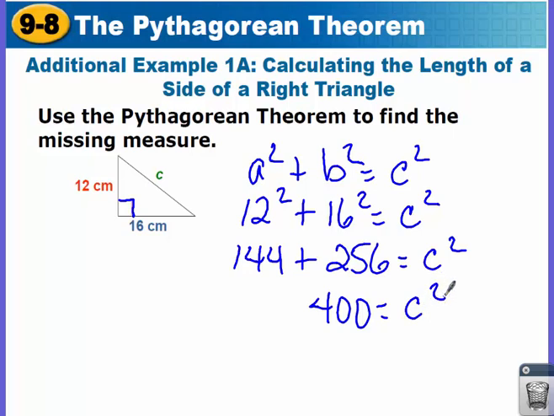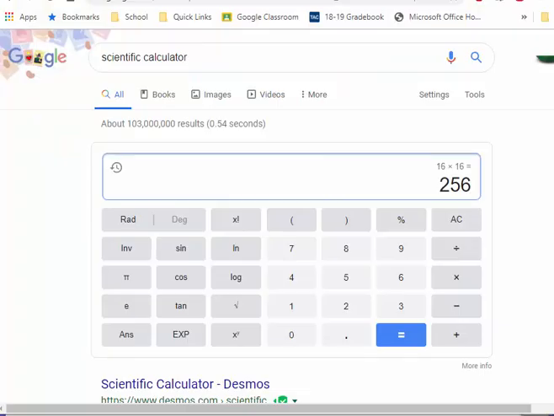Now, I don't want to know about c squared. I only want to know about c. So what we do is we do the opposite of squared, and that is square root. So I'm going to take the square root of c squared, and if I do that on one side, I must do it to the other side as well. And the square root of c squared is just c. And so then I go back to my calculator and I find out what is the square root of 400.